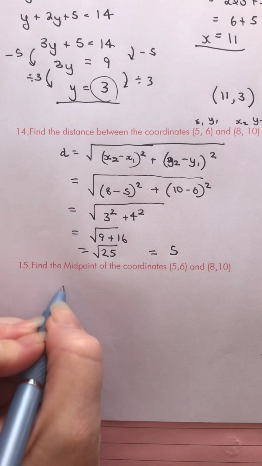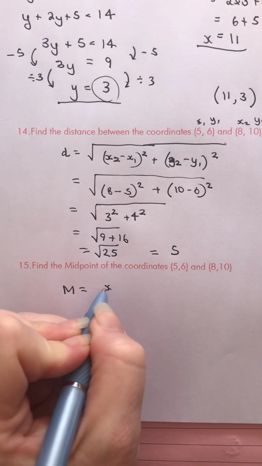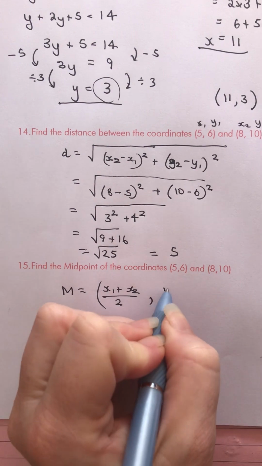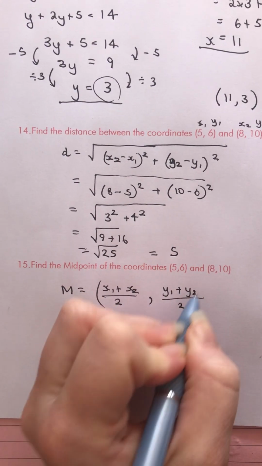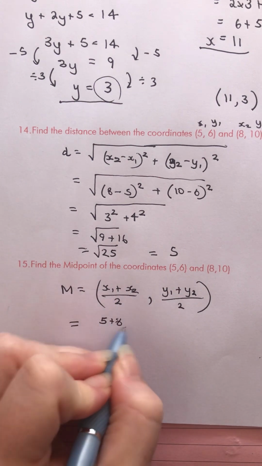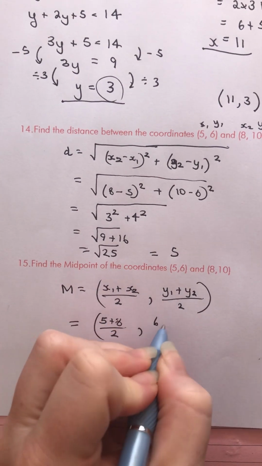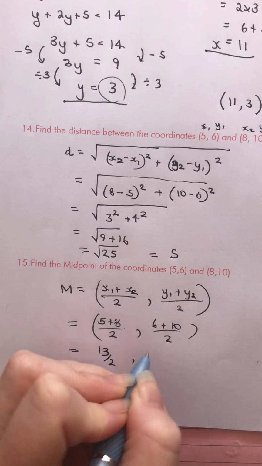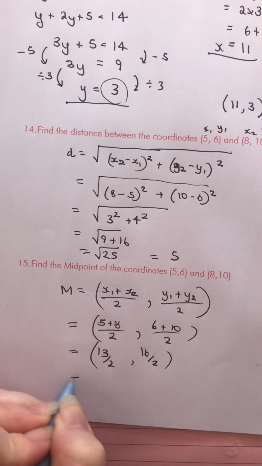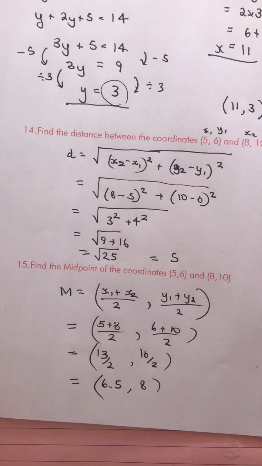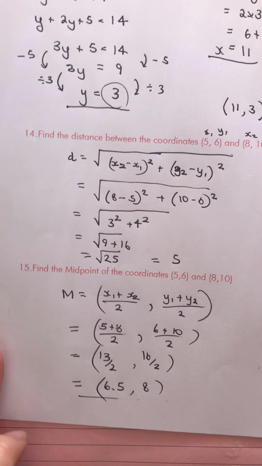Then for our midpoint, midpoint is equal to (x1 plus x2) over 2, so you're finding the average of the x values, and then (y1 plus y2) over 2, finding the average of the y values. So we've got 5 plus 8 over 2, and we've got 6 plus 10 over 2. 5 plus 8 is 13 on 2, 16 on 2. 13 divided by 2 is 6.5, and 16 divided by 2 is 8. So our midpoint is (6.5, 8).